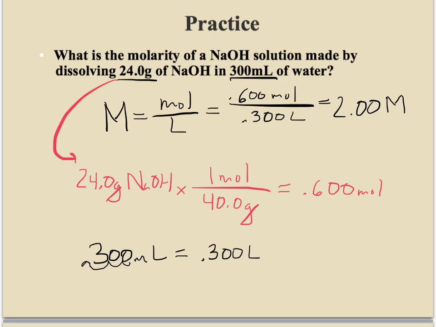So what this means is if we take 24 grams of sodium hydroxide, dissolve it in exactly 300 milliliters of water, our resulting solution that we have just created would be a 2 molar solution of sodium hydroxide, which we could then use in a lab and an acid-base reaction, all kinds of different things.